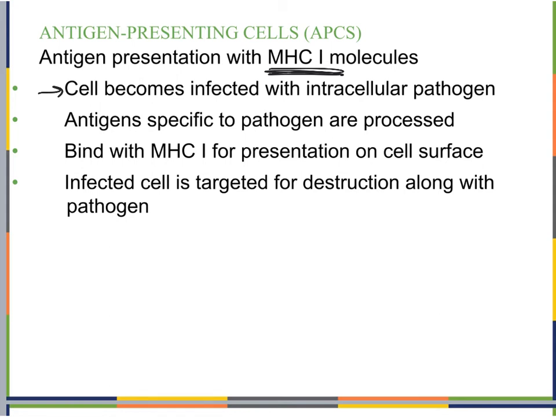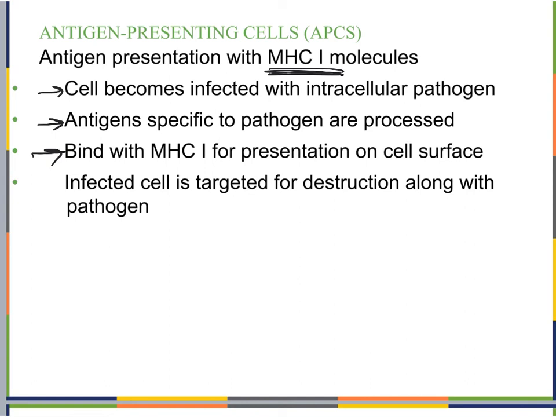So the cell becomes infected with an intracellular pathogen. Then antigens that are specific to the pathogen are going to be processed. So again, the cell is going to be taking little pieces as these bacteria or viruses or whatever they are making more of themselves within our cell. Our cell is going to take a piece of the antigen and it's going to then bind it with the MHC class 1 molecule for presentation on the cell surface.